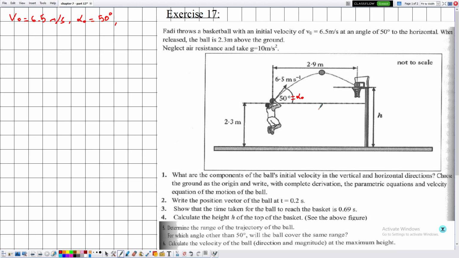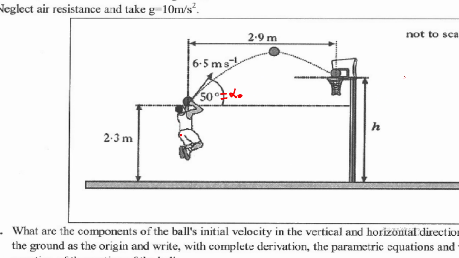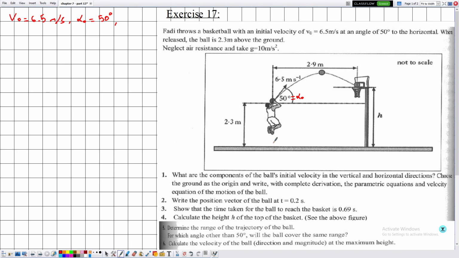Now when released, the ball is 2.3 meters above the ground. So here 2.3 meters represents the height at which Fadi is at the instant he is in the air because he jumped, so 2.3 meters is the height of the center of mass of the projectile above the horizontal. So this is y0. Yet we didn't choose the reference system. Neglect air resistance and take g equal to 10 meters per second squared, which means that we are performing this experiment on the surface of the earth.